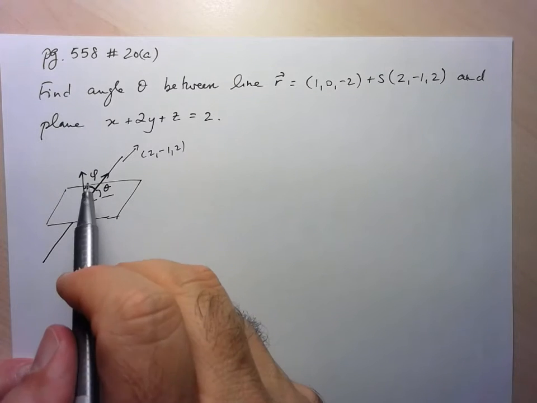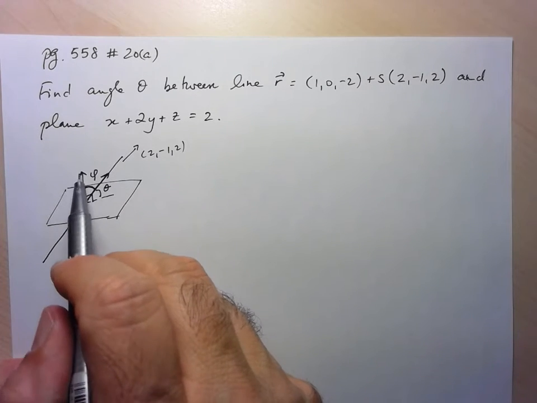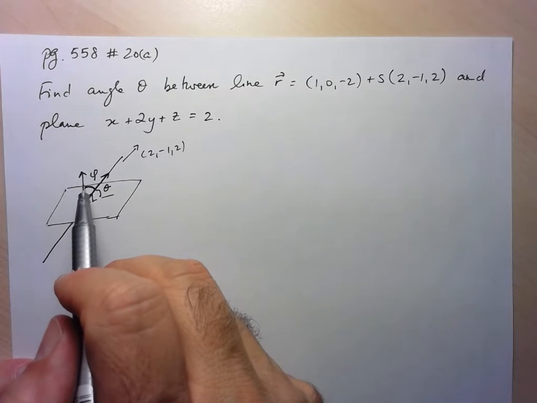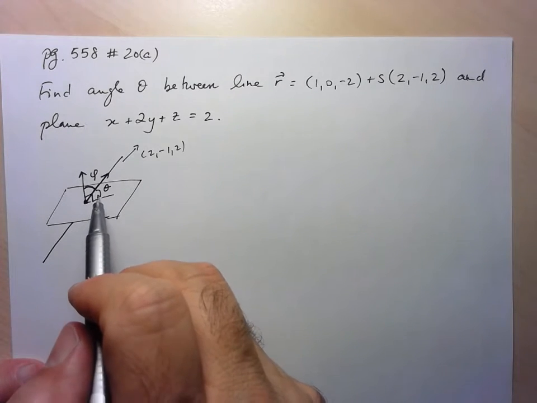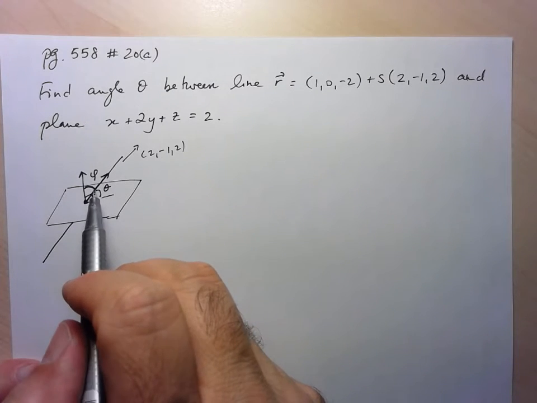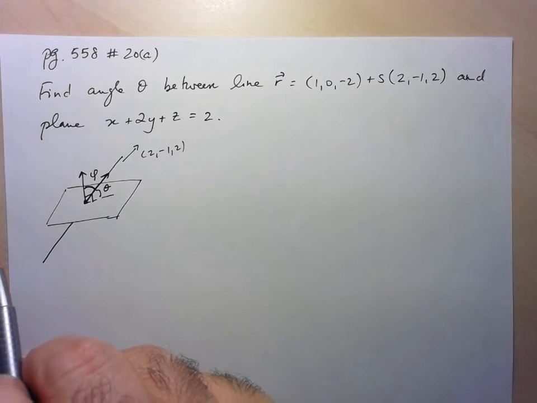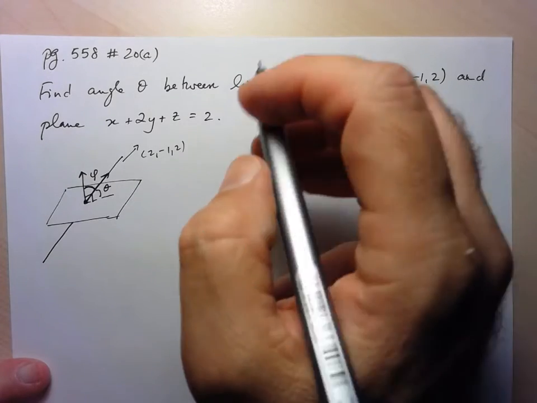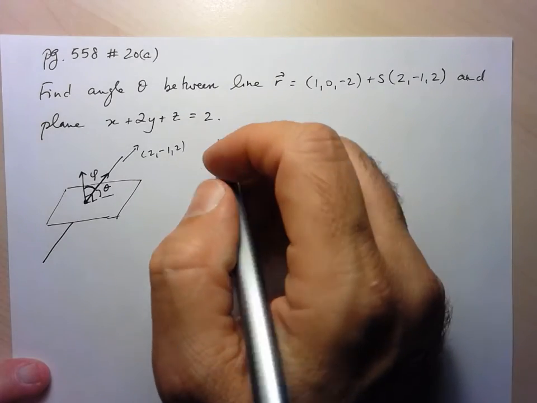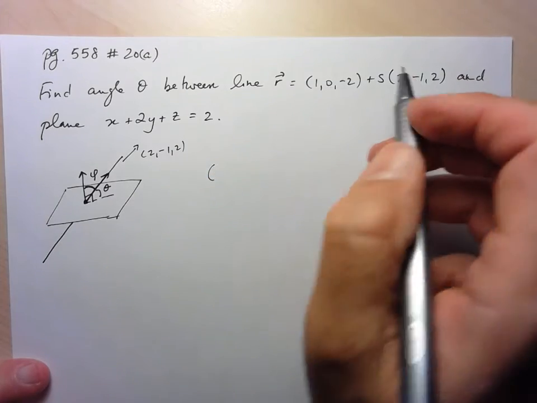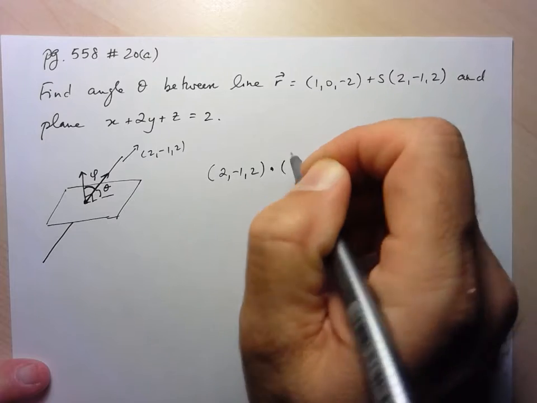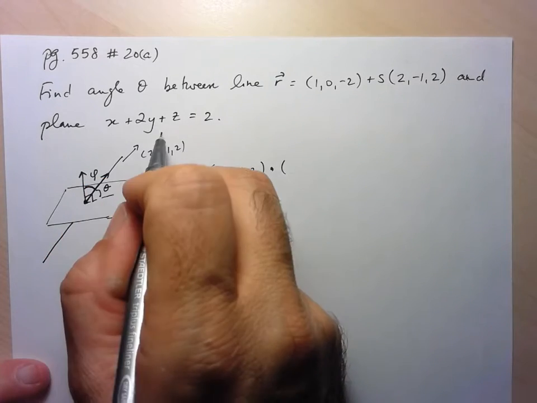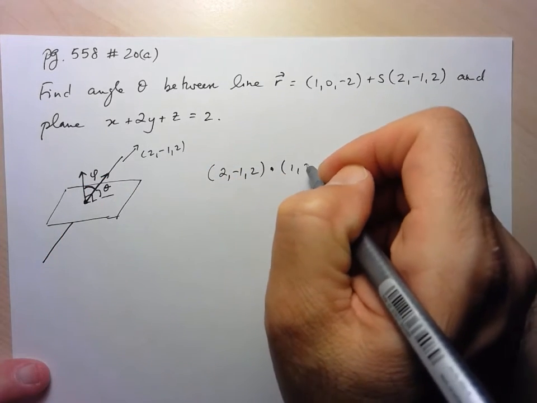So we can use the dot product to determine the angle between the normal vector and the line, and then the angle we're looking for between the line and the plane will just be 90 minus that. Let's start by finding this angle phi. So use a dot product: we take the dot product of the direction vector of the line, (2, -1, 2), with the normal vector to the plane, which is just (1, 2, 1).